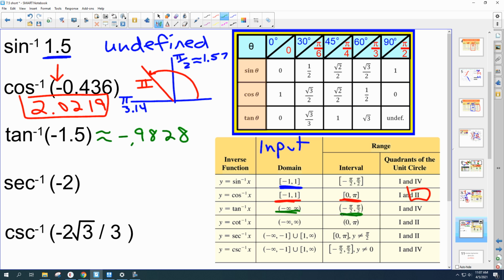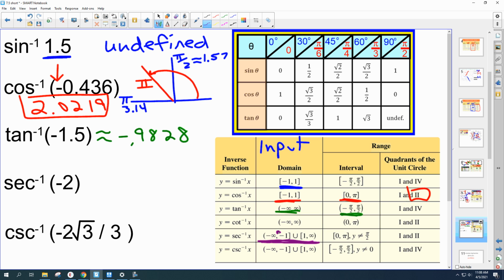Inverse secant of -2. Am I allowed to plug in -2? This one's crazy. Basically, that's like almost the opposite of your cosine, right? It says everything else. We don't want -1 to 1. We want everything else. And so -2 is going to fit in somewhere in between -infinity and -1. So that's going to be fine. It's going to work.